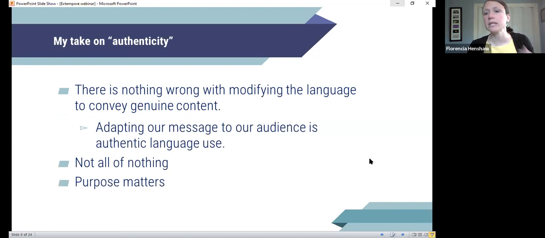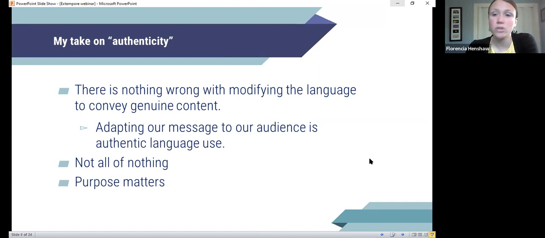The examples that I'll give, some of them include authentic resources and some of them is language created for the learner. So that's why I wanted to at least clarify that here. And I'll also give you my very abridged take on authenticity, which is a topic that I find fascinating. So my take on authenticity is that there's nothing wrong with modifying the language to convey genuine content.